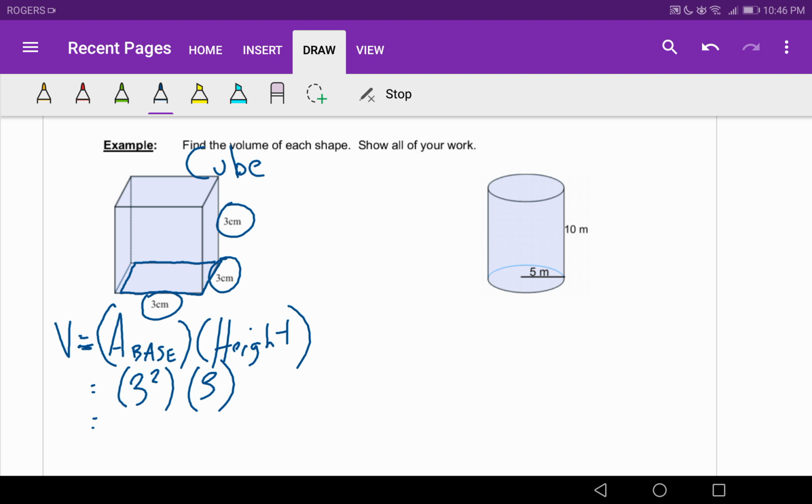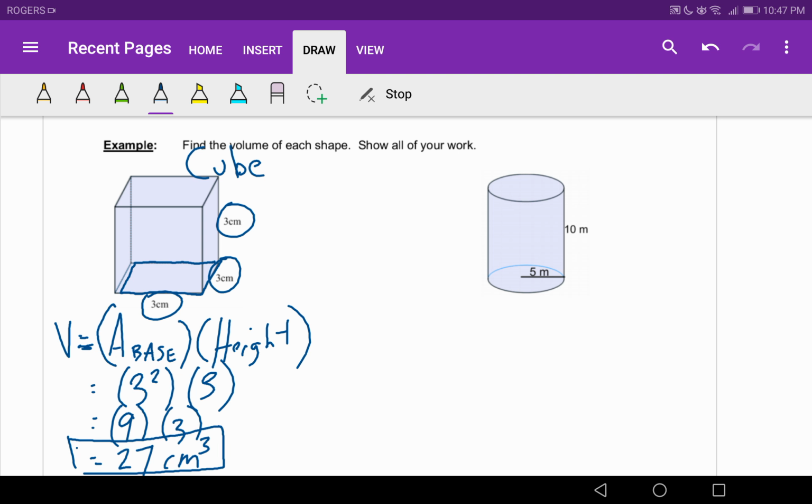Follow BEDMAS, do your exponents first. 3 squared is 9. So what you're left with is 9 times 3. Final answer, 27. Don't forget your units. Centimeters. Now, is it centimeters squared? Should it just be centimeters, or maybe it's something else? When you're dealing with 3D, makes sense that your exponent here would be cubed. So 27 centimeters cubed. When you're dealing with volume, you're always dealing with a cubed situation.